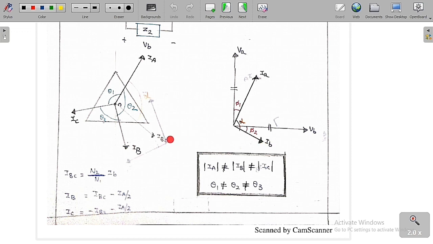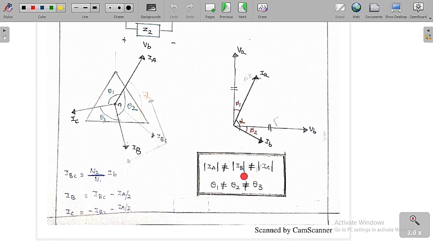So IB is parallel to IBC and IA is parallel to IA. So the angle between IA and IBC is alpha. So here also the same thing, alpha you are going to get. IA is going to lag VA by angle phi 1 and IB is going to lag VB by angle phi 2, and alpha is the angle between IA and IB. Both are of different lengths and also they are not perpendicular to each other.